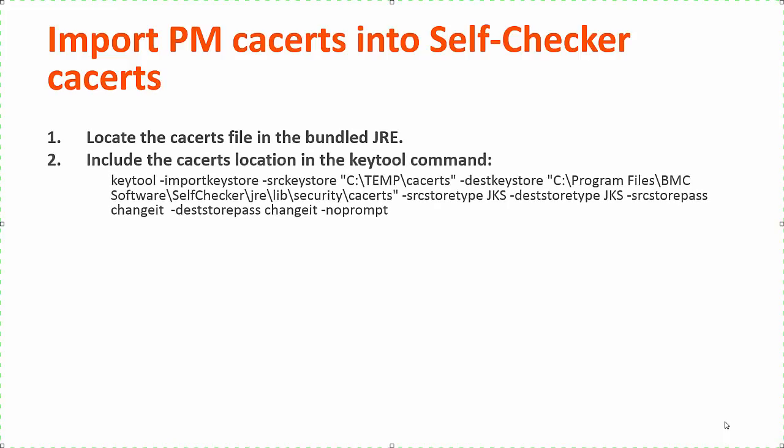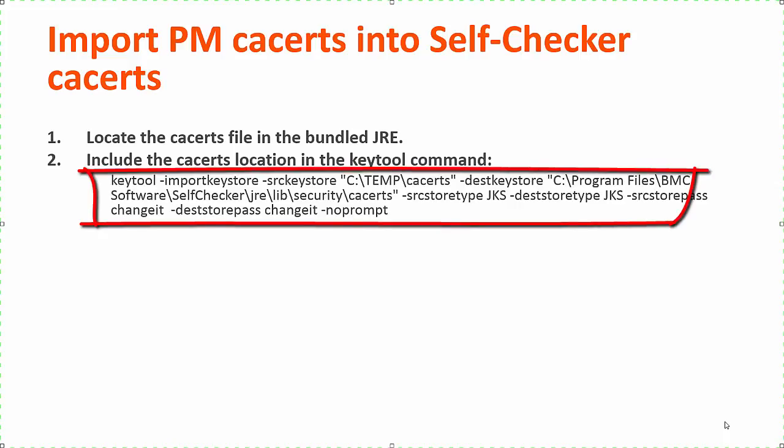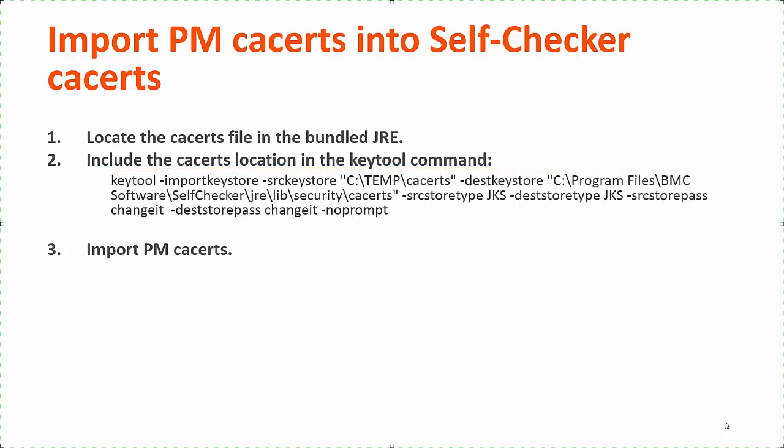Now import the Platform Manager CA certificates into the Self-Check Monitor CA certificates. Locate the CA certificates file in the bundled JRE. This is why we chose the bundled JRE during installation. I wanted to know which exact JRE the Self-Check Monitor used during installation. This might sound funny, but there could be multiple cacerts files lurking out there on your VM. Then include the cacerts location in the keytool command. Then import the CA certificates.